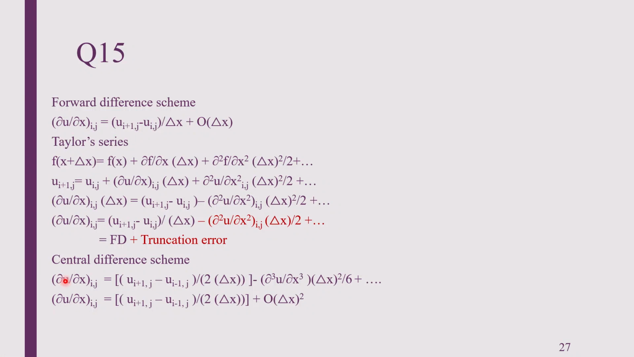So what we are having, if we are using a central difference scheme, we would be having it as ∂u/∂x at (i, j) is equal to (u(i+1, j) minus u(i-1, j)) divided by 2 times Δx.